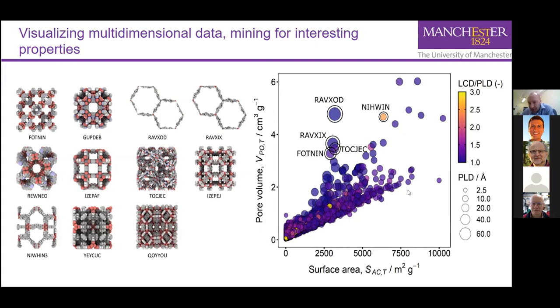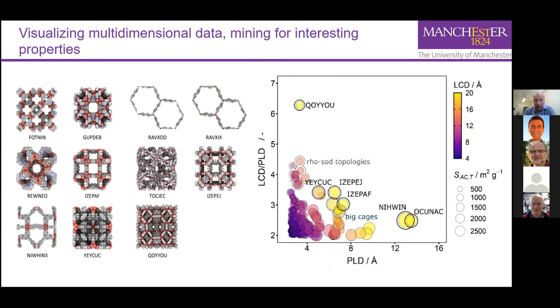Pore limiting diameter is shown here as the size of the symbol. The colors show the ratio of largest cavity diameter to pore limiting diameter. This is the surface area and this is pore volume. One of the properties that we were interested in is, what if you had a very large ratio of largest cavity diameter to pore limiting diameter, because it would imply very large cages separated by very tiny, very narrow windows. Maybe this material could be very interesting for some kind of switch on and off gas storage. And this is an example of materials we discovered using these data mining and visualization tools.